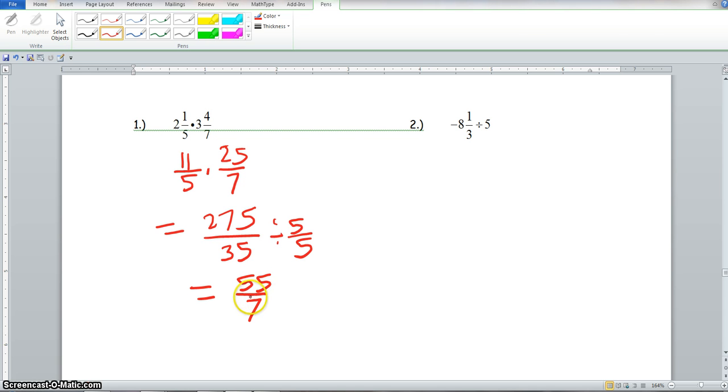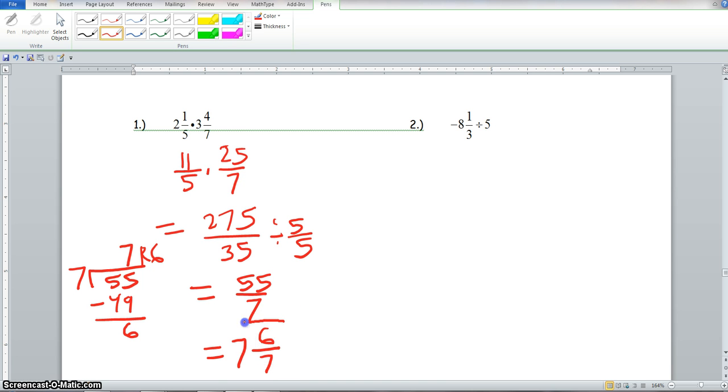But remember, we were told earlier that we need to change this back to a mixed number. So what we could do is go off to the side and take 7 into 55. 7 goes into 55 7 times. 7 times 7 is 49. 55 minus 49 is 6. So you have a remainder of 6. So your final answer would be 7. Your denominator would be 7. And your numerator would be 6. So your final answer is 7 6/7.